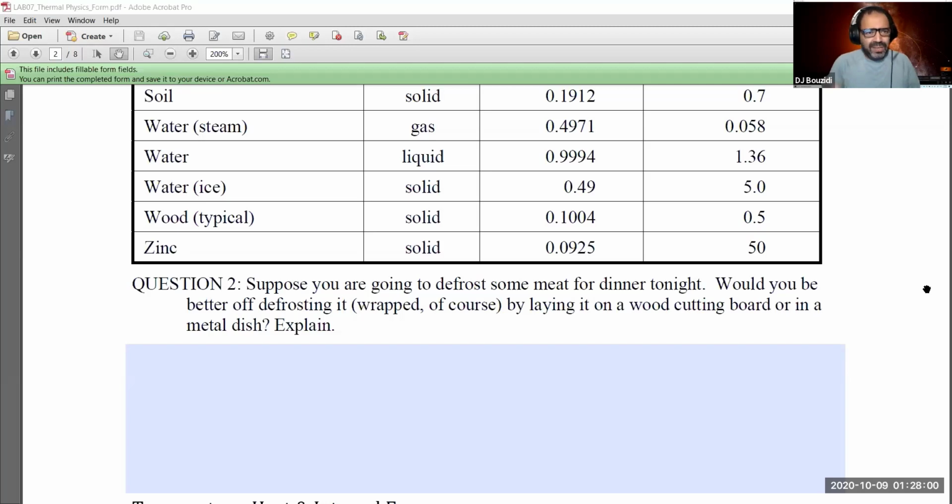Which one brings it faster to room temperature, thawed faster than the other? Explain. Of course, people who are used to kitchen stuff probably know the answer to this already, but I want you to think about it. You don't have to do this experiment, okay? You don't have to actually thaw the meat for it. This is just a thought experiment.